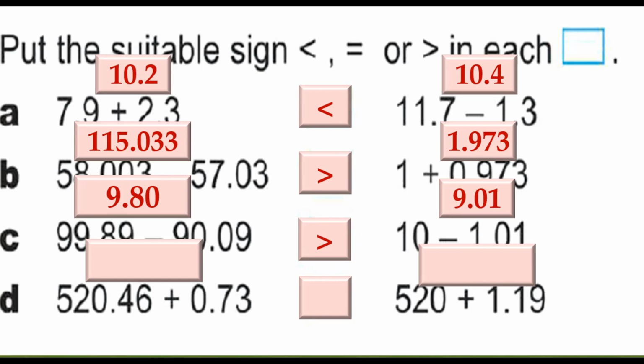The last one, 520 and 46 hundredths plus 73 hundredths. Other side, 520 plus 1 and 19 hundredths.